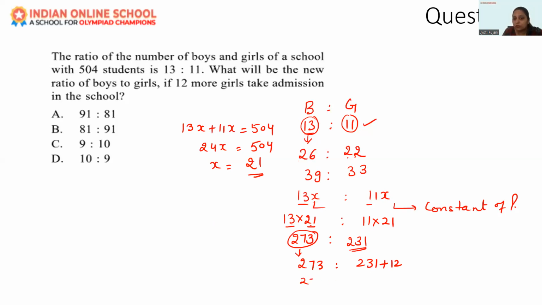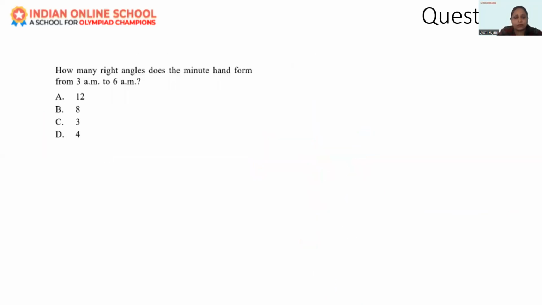Okay. So 273 is 2 plus 7 plus 3. That will be 2 plus 1 is 3, 3 plus 1 is 4, 243. Now you can see that both can be divisible by 3. So 91 divided with the 81. So let's see, is it in the options? Yes. So option A will be my answer. Got it? Let's move to the next one.